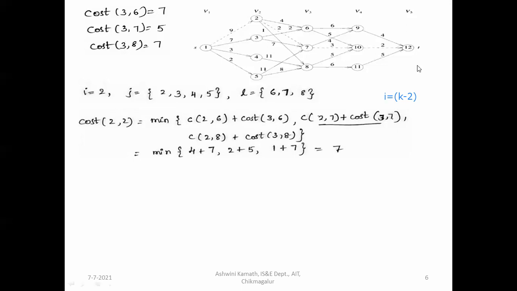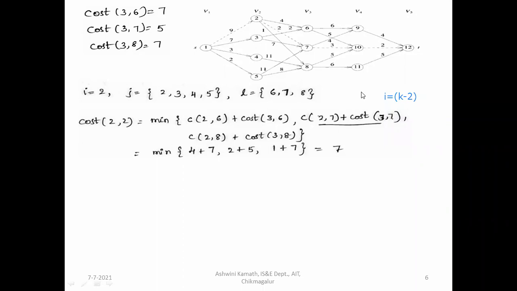Vertex 2 is connected to 6, 7 and 8. We have 3 edges here, so for all the 3 edges we have to find out: 2 to 6 it is 4, 2 to 7 it is 2 and 2 to 8 it is 1. Cost of 3, 6 we have already calculated from the previous level, which is 7. So 4 plus 7. From C of 2, 7, 2 to 7 is 2, plus cost of 3, 7 which is 5, so 2 plus 5.